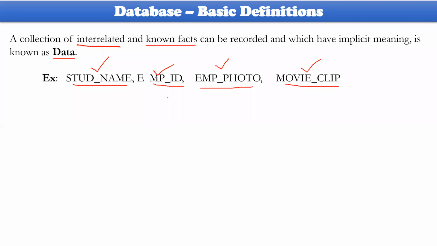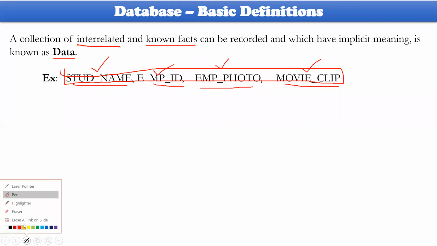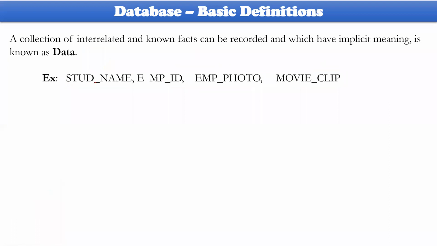Interrelated means that if you combine all these things into one particular data item, or one particular row, then it doesn't have any meaning. You could not specify any interconnection between student name and employee ID. Employee ID belongs to someone doing some kind of job, and the student is learning something. So there is no interconnection between these two. Of course, there might be some kind of interconnection, and if it does have one, there is no problem.